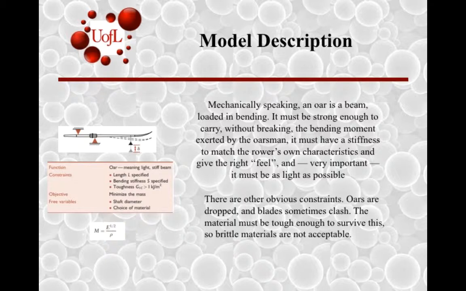An additional constraint is that it has to have a high enough toughness, because oars run into things, they get dropped, and if their toughness isn't high enough, they'll just break. So our constraints will be a specified length, a specified stiffness, and a toughness greater than 1 kilojoule per meter squared. Our objective would be to minimize the mass, and a secondary objective would be to minimize the cost.